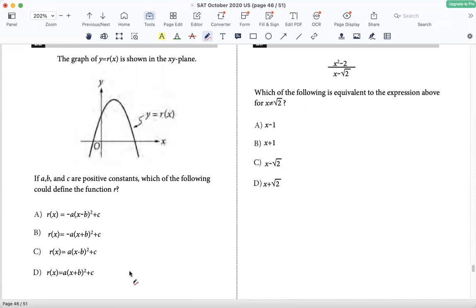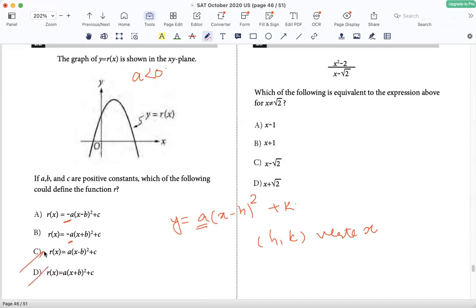Okay, so we have the vertex form of the equation. What is the vertex form of the equation? y is a(x minus h) whole squared plus k, where (h, k) is the vertex, and a determines the shape of the graph. Here, obviously, since the graph is opening downward, a is negative. So I would have to take minus a because a is a positive constant.